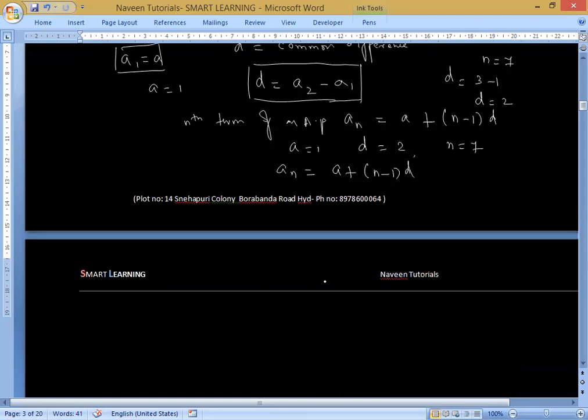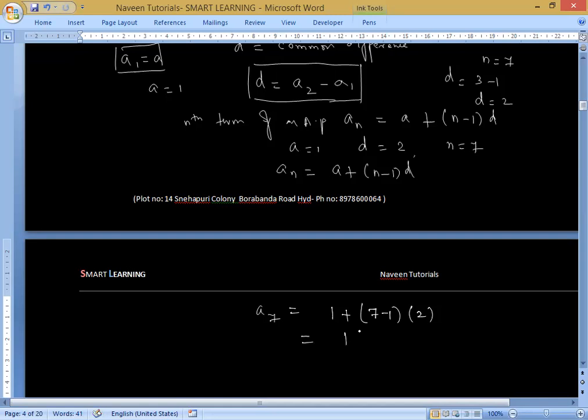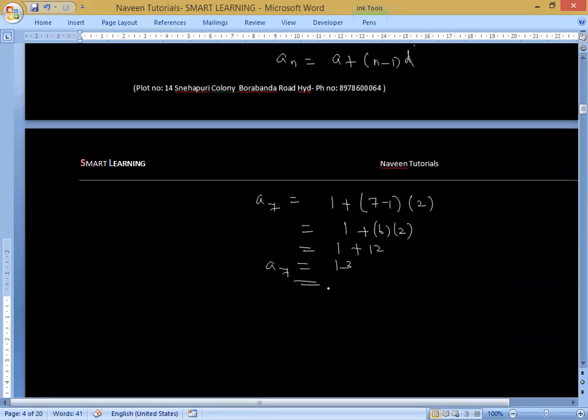So we'll substitute the values. A7 is equal to A, and A is 1, plus N minus 1, where N is 7, so 7 minus 1, into D, where D is 2. Then 1 plus, 7 minus 1 is 6, 6 into 2 is 12. So 1 plus 12 is 13. This is the seventh term of the AP of the given series, if the series is given and you are asked to find a specific term.